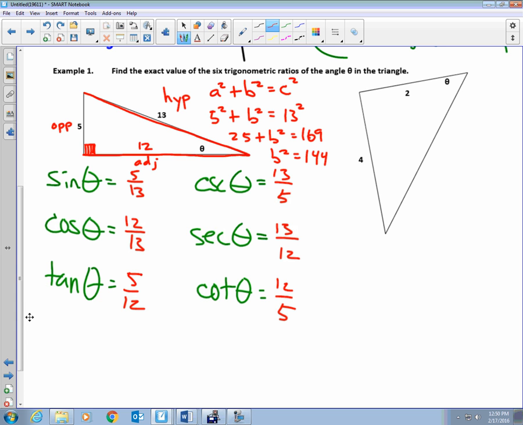Right? What do you think? No big deal, right? You do the next one on your own. Go. Notice where theta is. It's up in the corner. Careful.